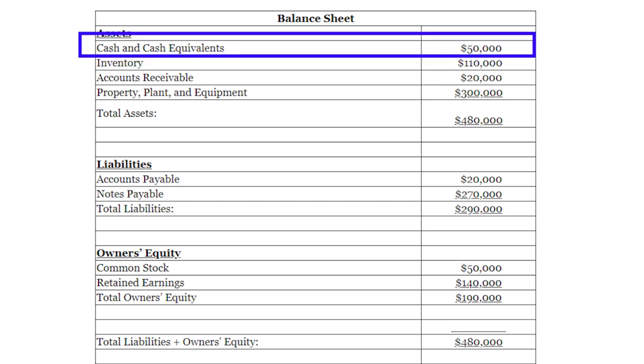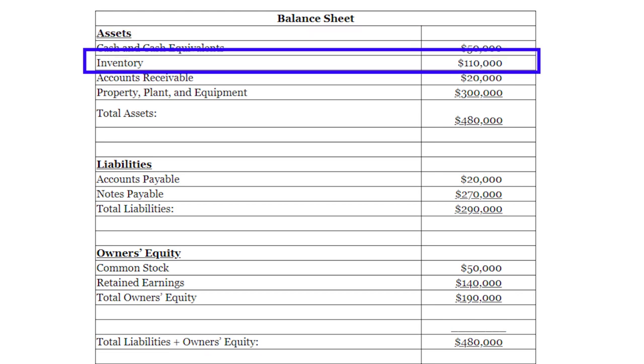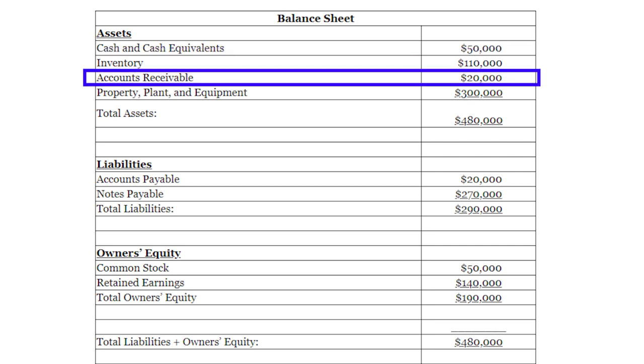accounts refers to. So first, assets. Cash and cash equivalents: it's the balance in checking and savings accounts, as well as any investment that will mature within 3 months or less. Inventory: goods kept in stock available for sale. Accounts receivable: it's the amount due from customers for goods or services that have already been delivered.